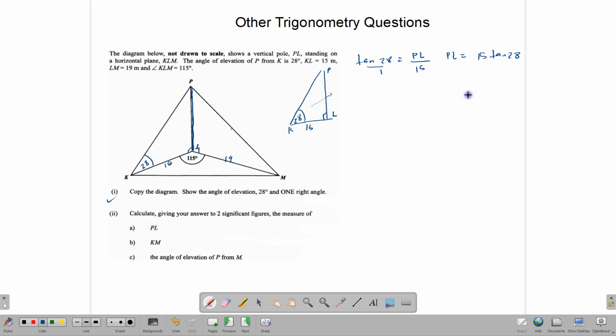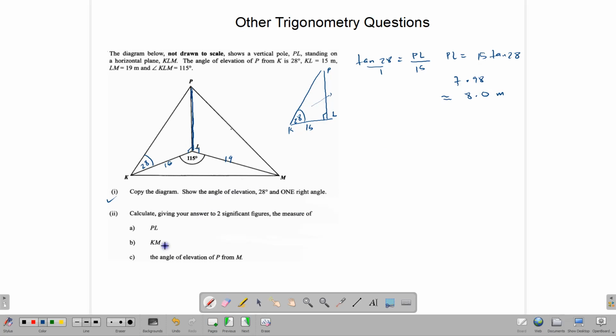That turns out to be 7.98 once you plug it in your calculator. But because we're asked to write it to two significant figures, we end up with just 8.0 meters, because with two significant figures we'd round everything to 8 meters. So we have found our PL.